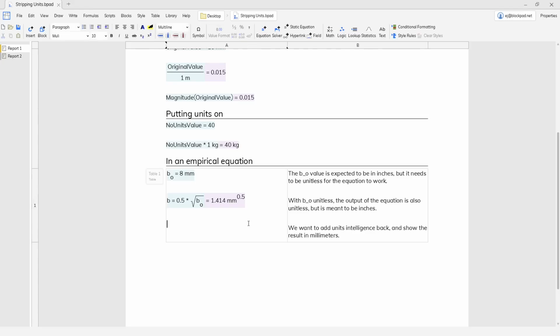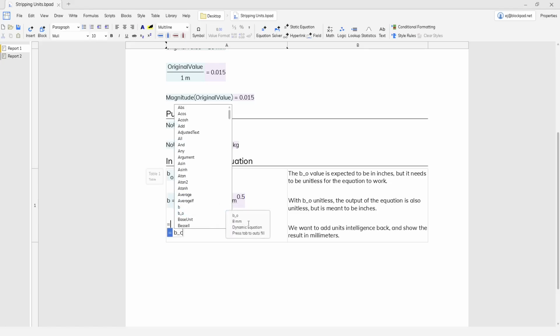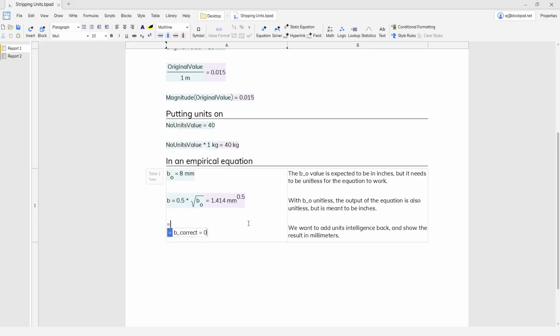So to show you what that's going to look like, I'll press the equal sign, say B sub correct equals 0.5 times the square root of B naught divided by 1 inch. And now that's going to convert B naught to inches and strip the units away. Now, if I press enter, I get this unitless value that we're expecting to be in inches. So to actually get it in inches in the units intelligence system, we're going to multiply this by 1 inch. And so now we have this value in inches.